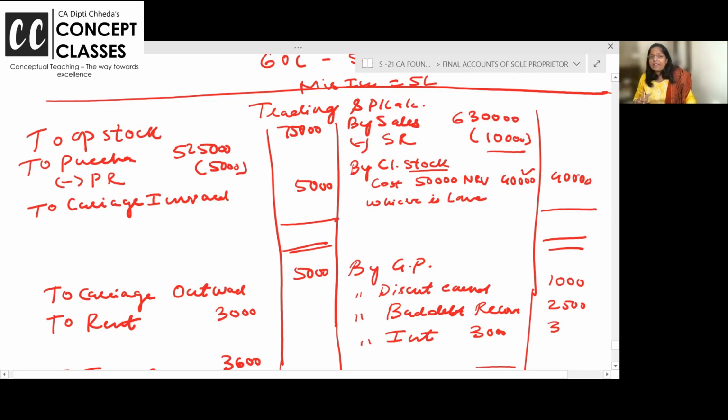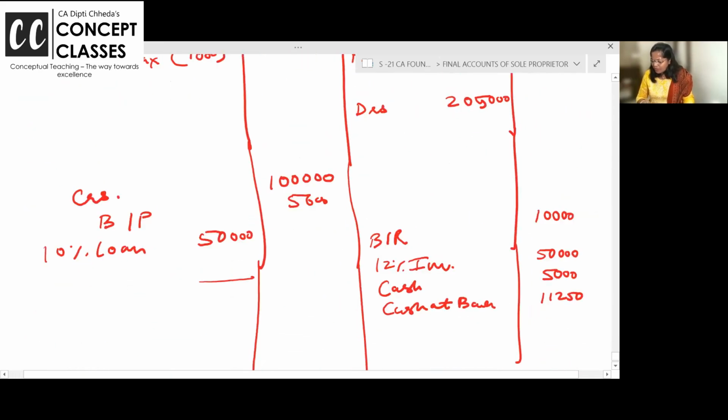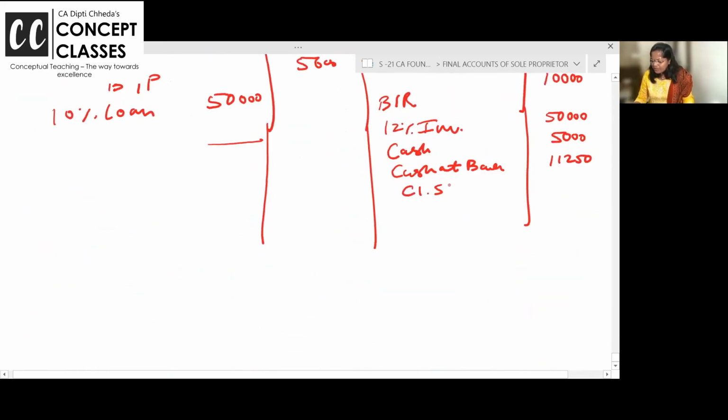Ma'am, we can complete the trading account and get GP. वहीं गलती होती है. First all debit side, then all credit side, then all adjustments, then do the totals. Where is the second effect of closing stock? One in the trading account, another in the balance sheet. 40,000.